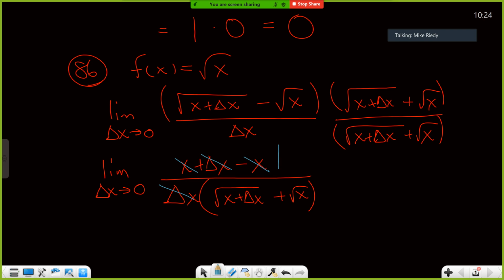And now I plug and chug. Putting 0 for delta x, that goes away. Square root of x plus the square root of x will give me a final answer of 1 over 2 square roots of x. And that is nasty.